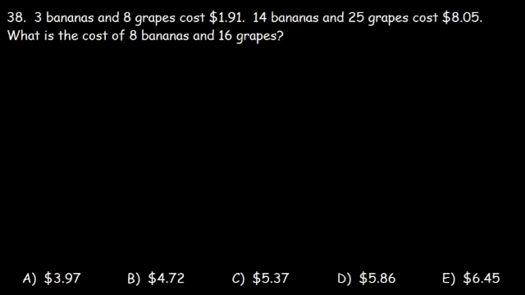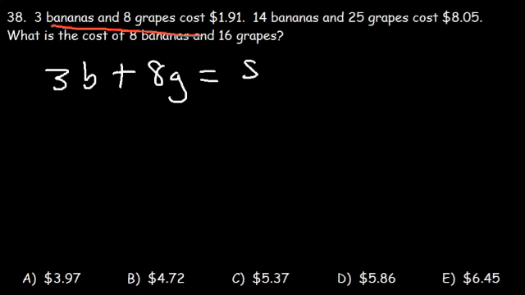38. 3 bananas and 8 grapes cost $1.91. 14 bananas and 25 grapes cost $8.05. What is the cost of 8 bananas and 16 grapes? So we need to write two equations and solve for the number of bananas and grapes. Then we can find the cost of 8 bananas and 16 grapes. So let's begin. Let's start with the first sentence. So 3 bananas, or 3 times B, plus 8 grapes, 8 times G, is equal to $1.91.